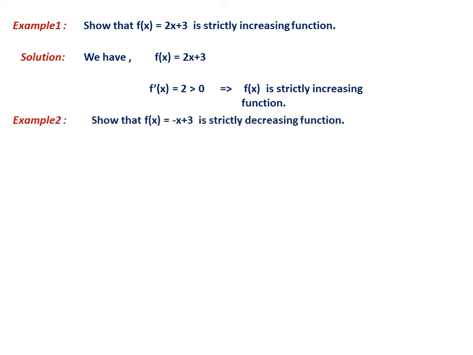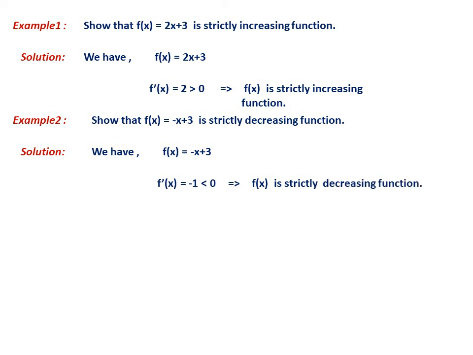Second example. Show that the function f of x equal to minus x plus 3 is strictly decreasing function. So the solution is, we have f of x equal to minus x plus 3. So f dash x is negative. This implies f of x is strictly decreasing because f dash x is negative, by the theorem.